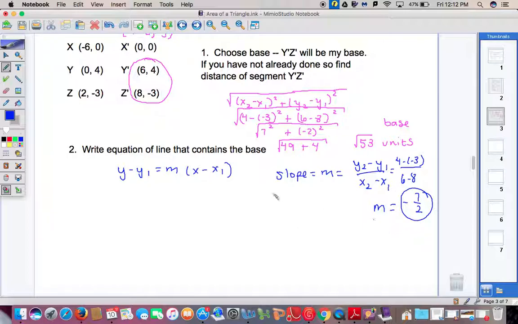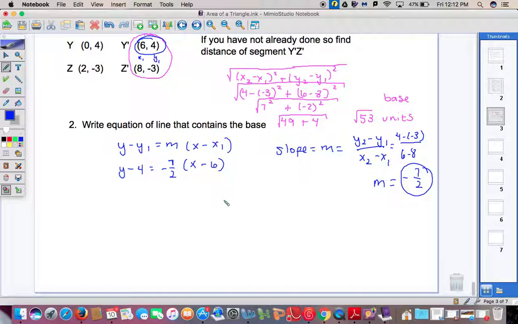So I'm going to use that slope, negative 7 halves, in one of my ordered pairs here to find my equation of a line. So I'm going to choose to use this ordered pair because I like to deal with positive numbers. So I'm going to say it's x minus 6 because the 6 is my x1 value, and y1 would be the 4, so I'm going to say y minus 4 equals negative 7 halves times (x minus 6).